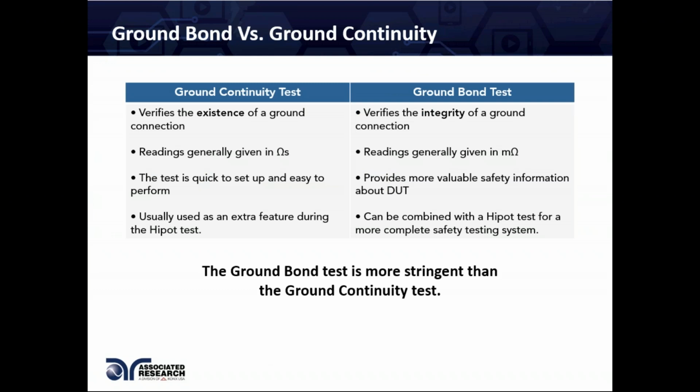So let's start talking a little bit about the differences between a ground bond and a ground continuity test. We may have already covered most of these, but it's always good to review and summarize the key differences. So on the left side, ground continuity test verifies the existence of a ground circuit. All it's telling us is that there is a continuous circuit. It won't tell us how good that ground is, and how much current it can handle. Whereas the ground bond test verifies the integrity of a ground connection. So that's a more stringent test.